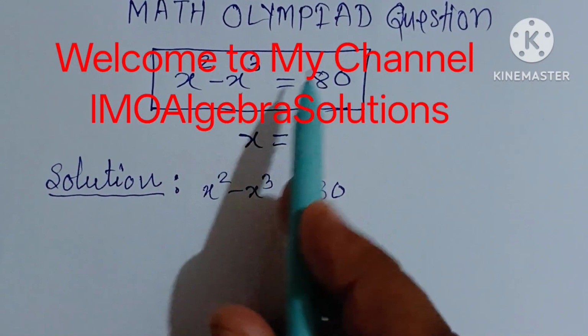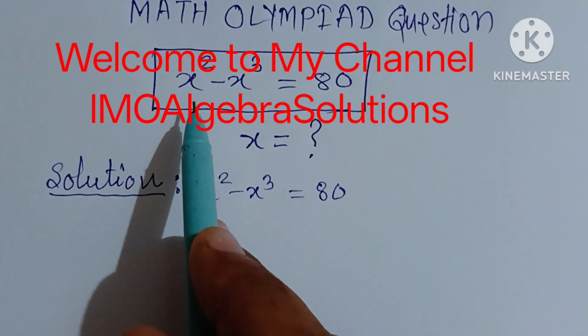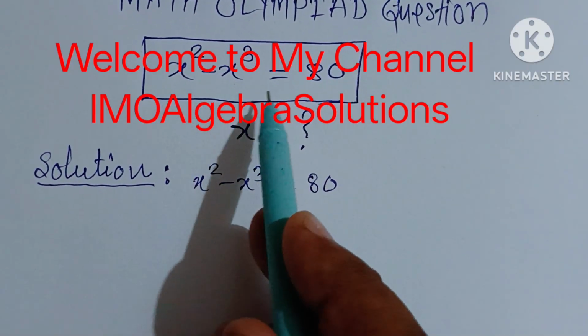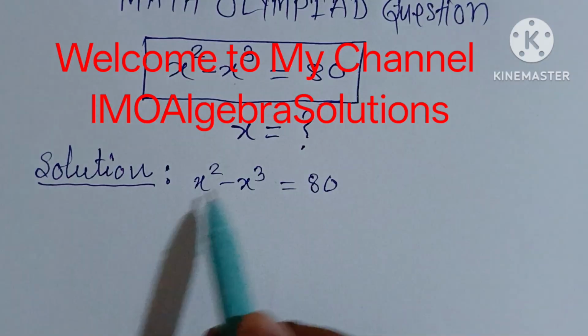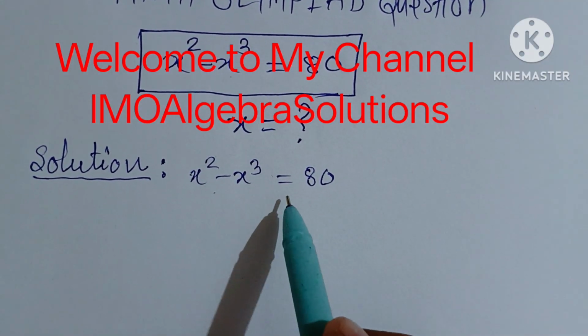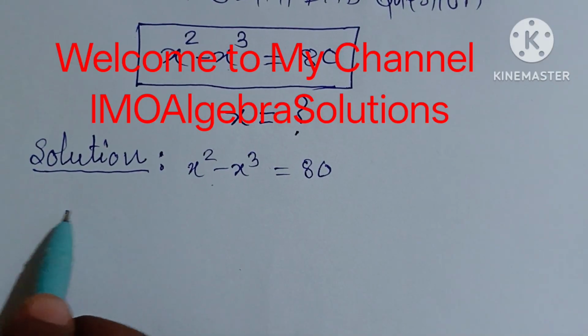I am Algebra Solution. Today we will see this algebra question: x square minus x cube is equal to 80. x is equal to question mark. So the solution is given here. x square minus x cube is equal to 80. So see how we can solve this.